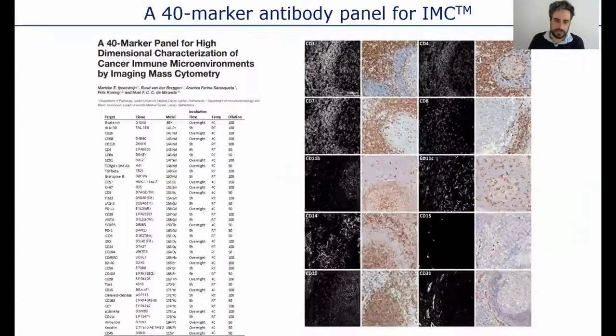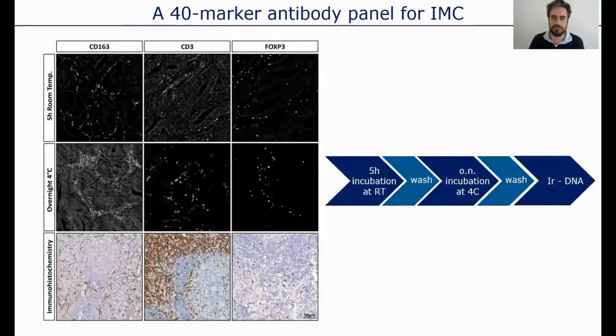So in the past years, we've been working very hard to set up a panel of around 40 markers. And the description of this process was published at the end of last year. We went ahead with labeling each and every clone that was previously tested by us by standard immunohistochemistry. And this is because we wanted to have the flexibility to combine specific antibody with particular metal tags. And during this process, we realized a few important things.